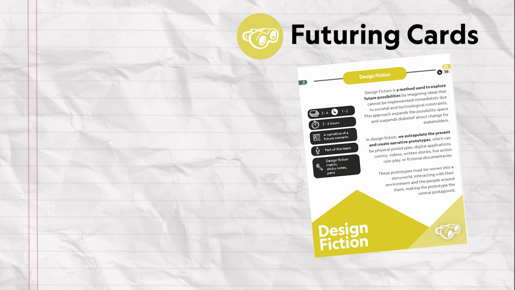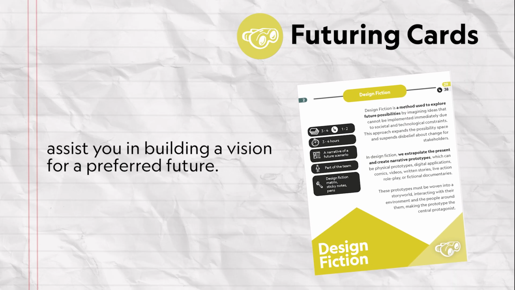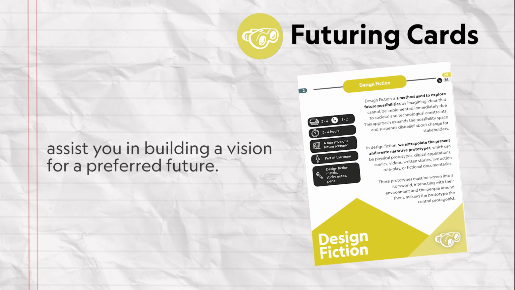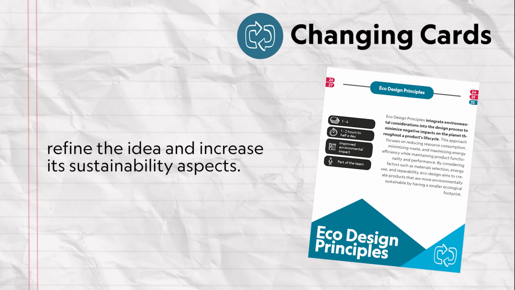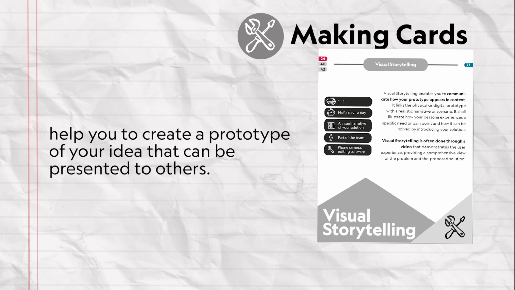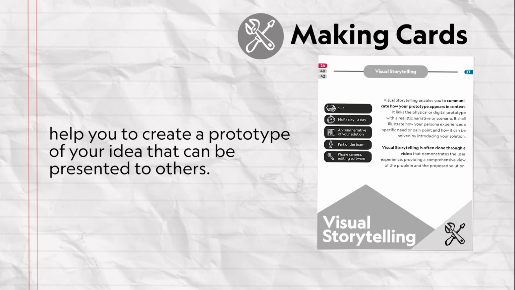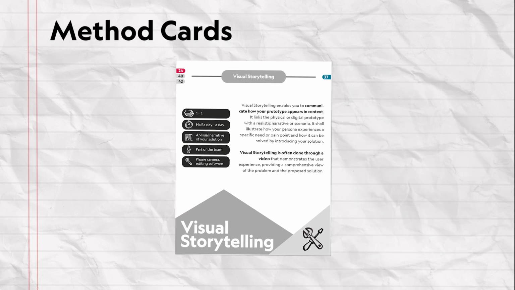Futuring cards are especially helpful for challenges of complexity 3 and 4. These cards assist you in building a vision for a preferred future. Changing cards help you to refine your idea and increase its sustainability aspects. And lastly, making cards. These cards help you, as the name tells, making your idea tangible, so that in the end you can effectively present and discuss your idea with others. So let's have a look at how the cards are structured.